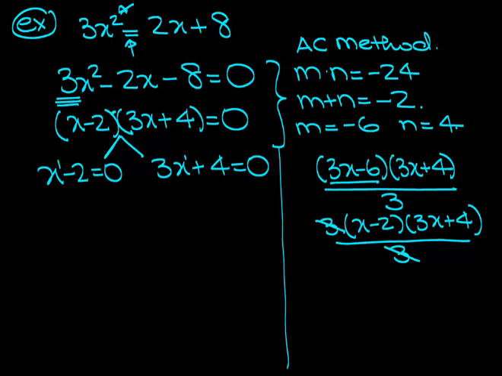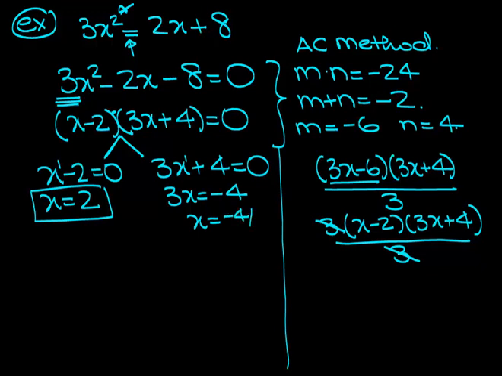This is a linear equation. We know how to solve linear equations. We just isolate the variables. So we get x is equal to 2. Out here we get 3x is equal to negative 4 and divide by 3. So we get negative 4/3.